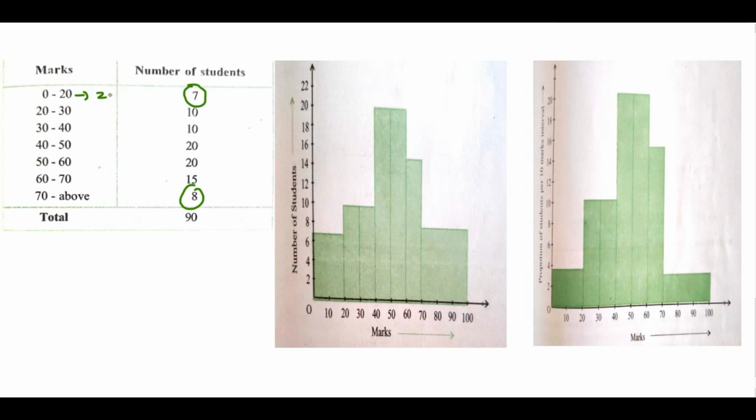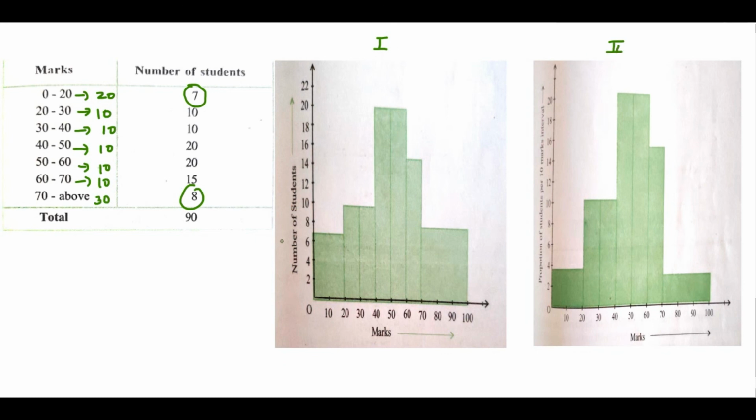Here 20 to 30 it is 10, class size is 10. Here also class size is 10. 50 to 60, class size is 10, and 70 to 100, class size is 30. Now we can see that the data is represented in the form of histogram here. Can you say which one is the correct representation here? This is the first histogram and this is the second histogram.